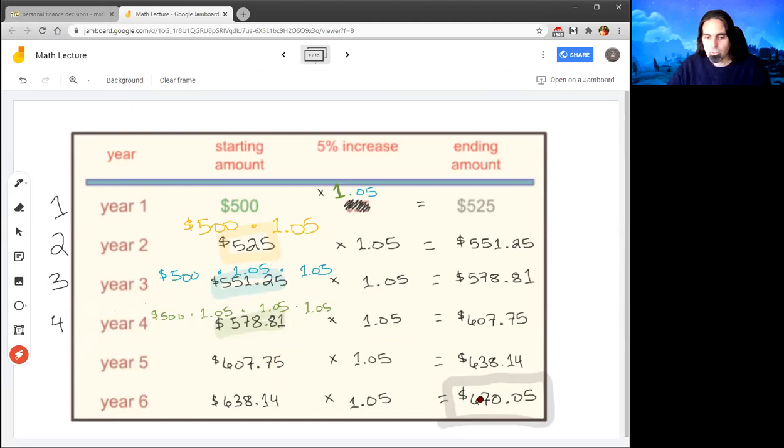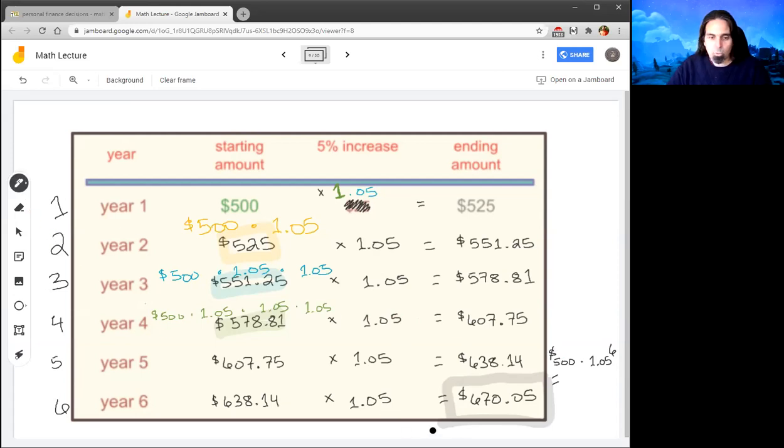So if we wanted a formula, we could have one. We could say that this number here is going to be 500 times 1.05. How many times? 6 times. We've made it slightly bigger 6 times. The exponent, again, is just shorthand for writing times this, times this, times this, again and again and again.